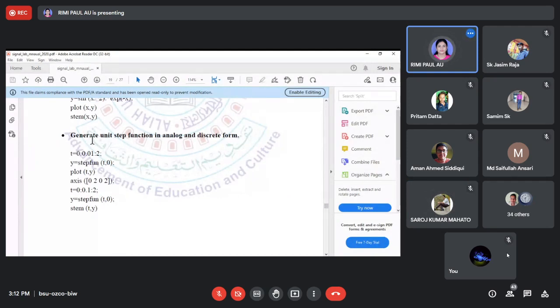In this case the question is generate unit step function in discrete form. Do not write the analog form, just write the discrete form, okay, and just write the program, these three lines, 1, 2 and last, just three lines you will write, and you will get the discrete form of this unit step function.